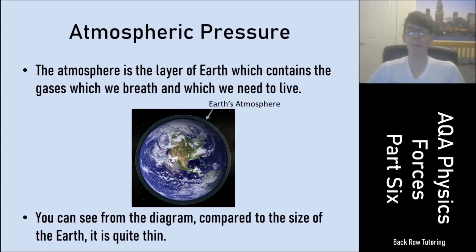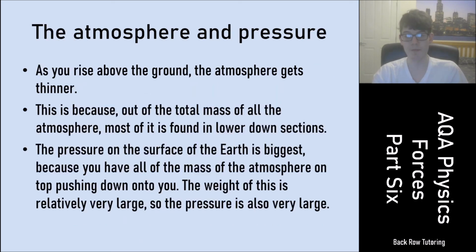Next, we're going to have a little look at atmospheric pressure. The atmosphere is the layer of Earth which contains the gases which we breathe and which we need to live. You can see from the diagram, compared to the size of Earth, it really is quite thin. As you rise above the ground, the atmosphere gets thinner. This is because out of the total mass of all the atmosphere, most of it is found in lower sections. The pressure on the surface of the Earth is biggest because you have all of the mass of the atmosphere on top pushing down. The weight of this is relatively very large, so the pressure is also very large.